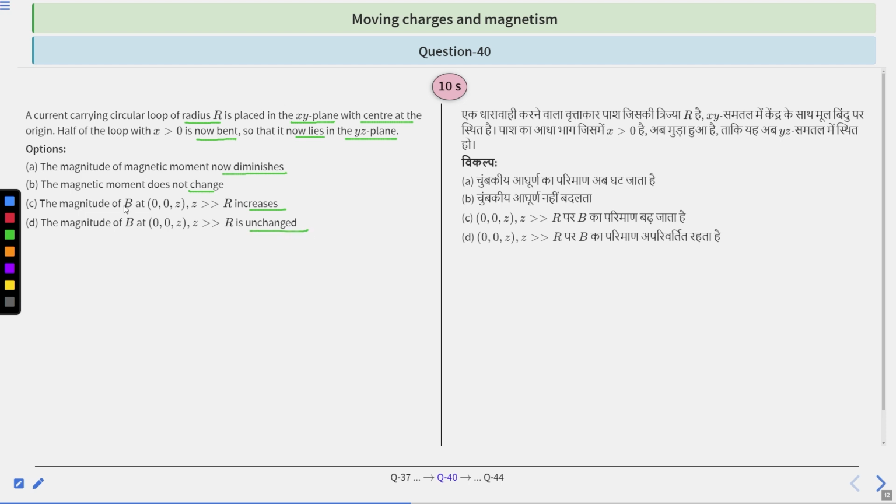So which option is correct? Option A, option B, option C, or option D? You have 10 seconds to solve this question. After 10 seconds, we will provide the solution of this question.